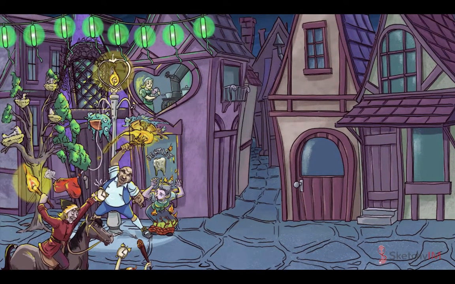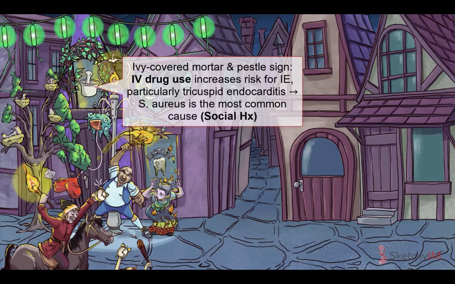IV drug use is a major risk factor for endocarditis because it gives bacteria from the skin direct access to the bloodstream. IV drug use is represented by the recurring sketchy symbols, this IV-covered mortar and pestle sign. Since we're talking about IV drug use, it makes sense that Staph aureus, a common skin organism, is the most common cause of IE in these cases.